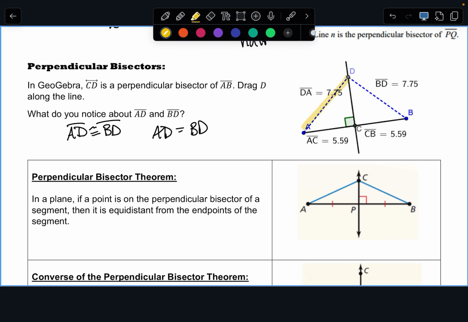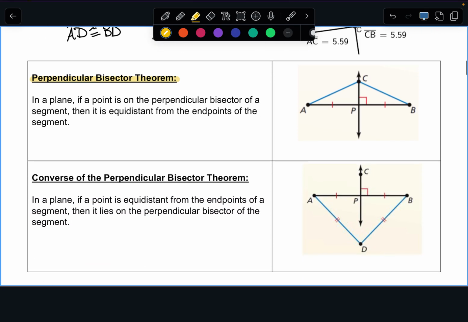So we recognize that these two segments are the same length, no matter what. That is our perpendicular bisector theorem. And just to preface, a lot of these theorems and a lot of these segments look the same. The key is how we label our pictures. Okay? So for the perpendicular bisector theorem, it says if a point is on the perpendicular bisector of a segment.